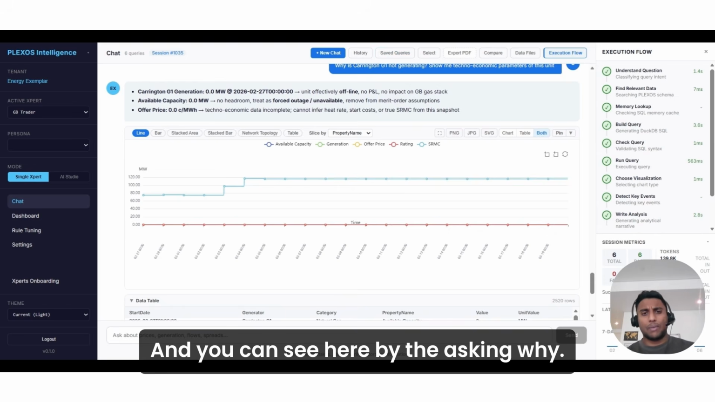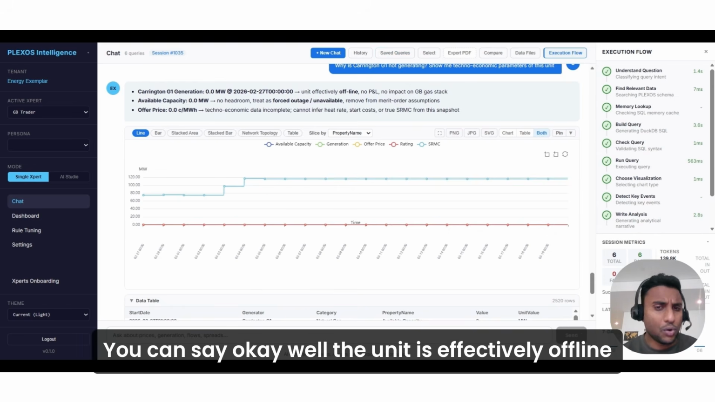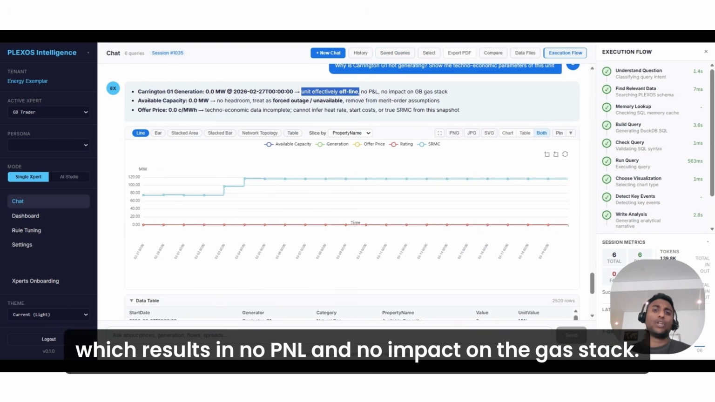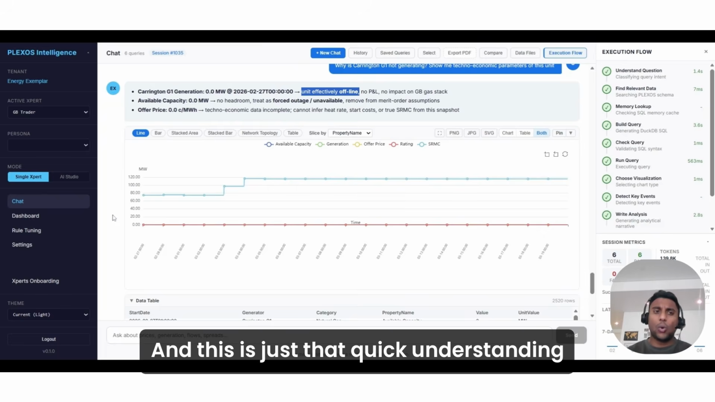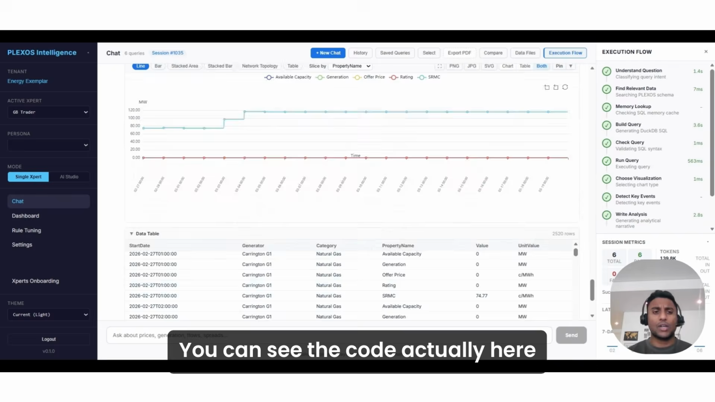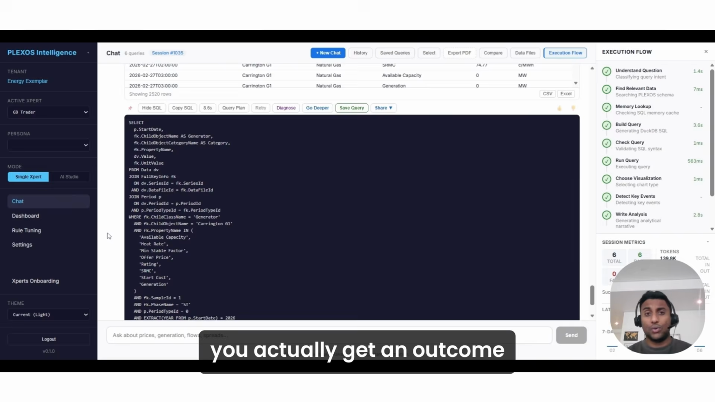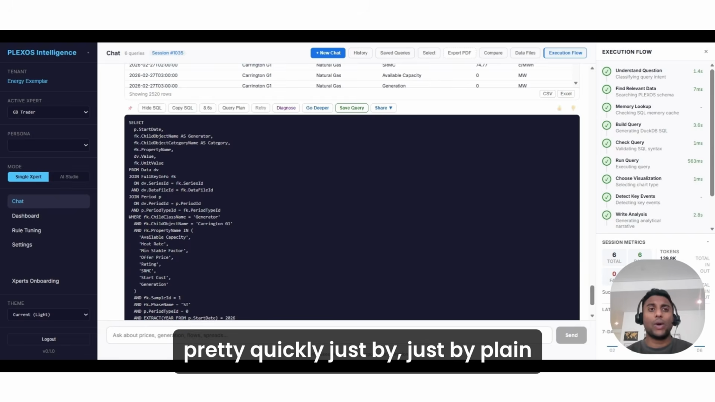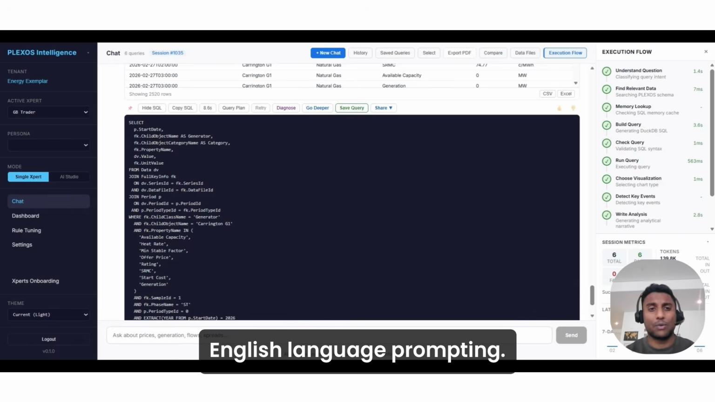And you can see here by asking why, you can say, okay, well, the unit is effectively offline, which results in no P&L and no impact on the GB gas stack. And this is just that quick understanding without having to write code. You can see the code actually here. You actually get an outcome pretty quickly just by plain English language prompting.